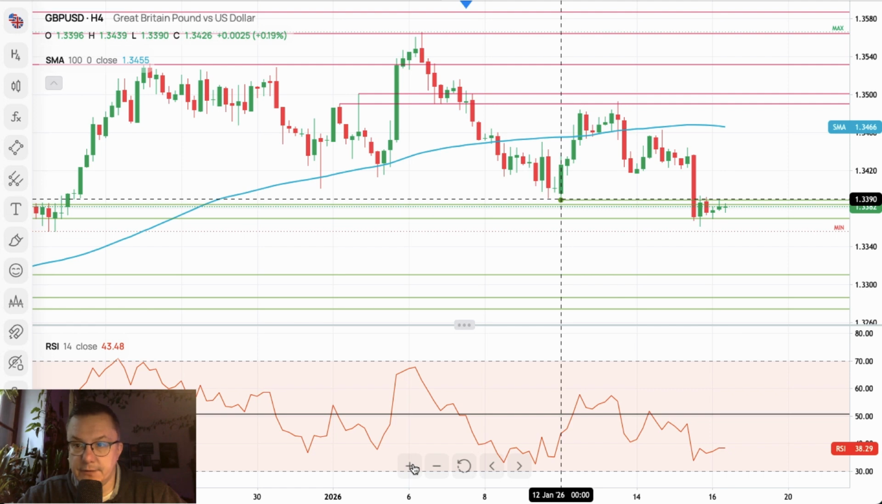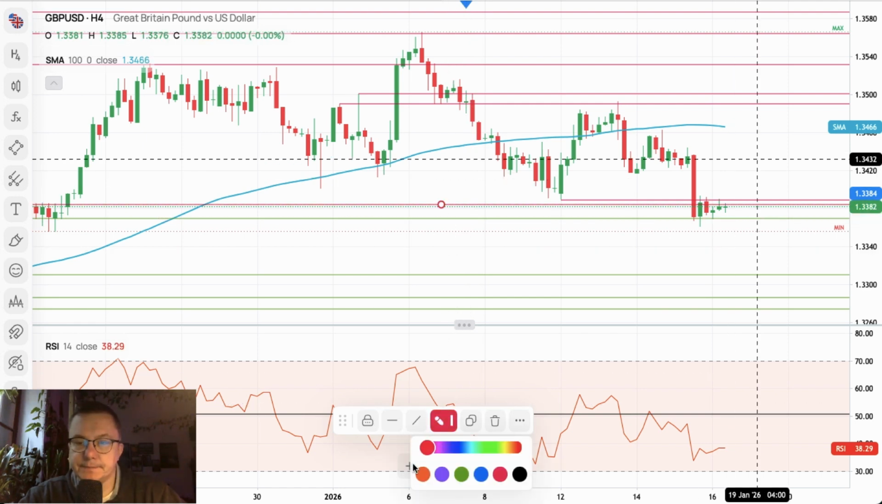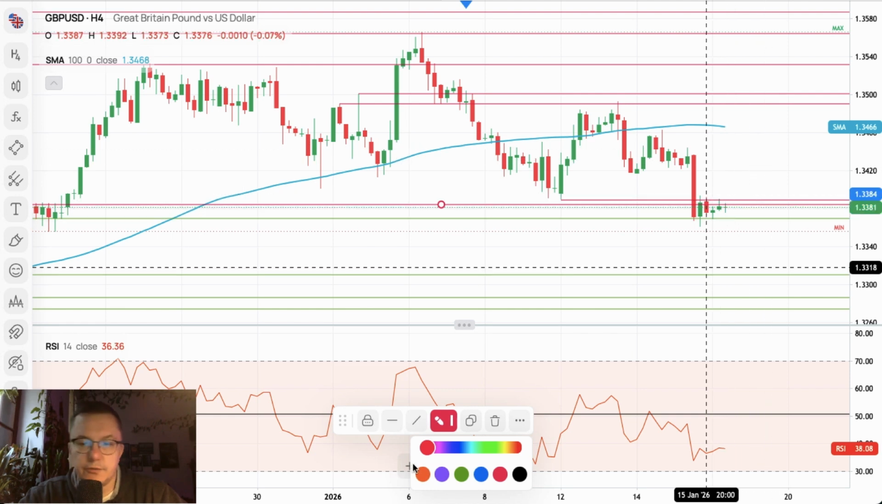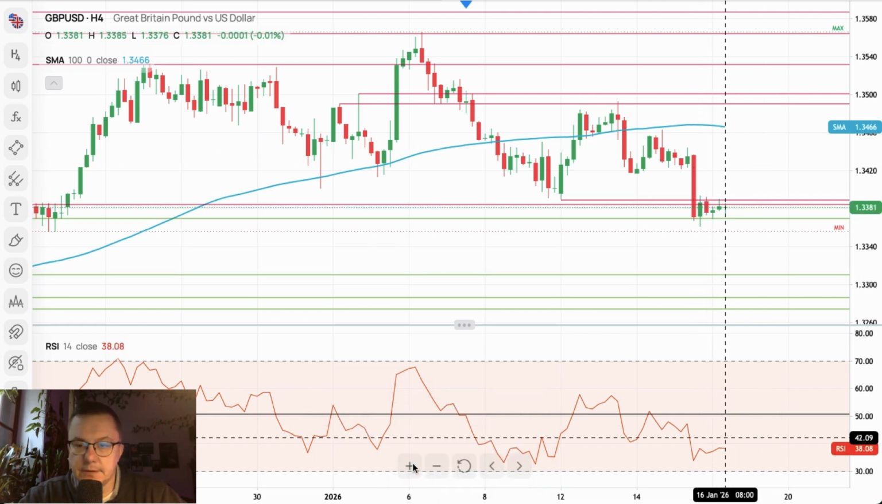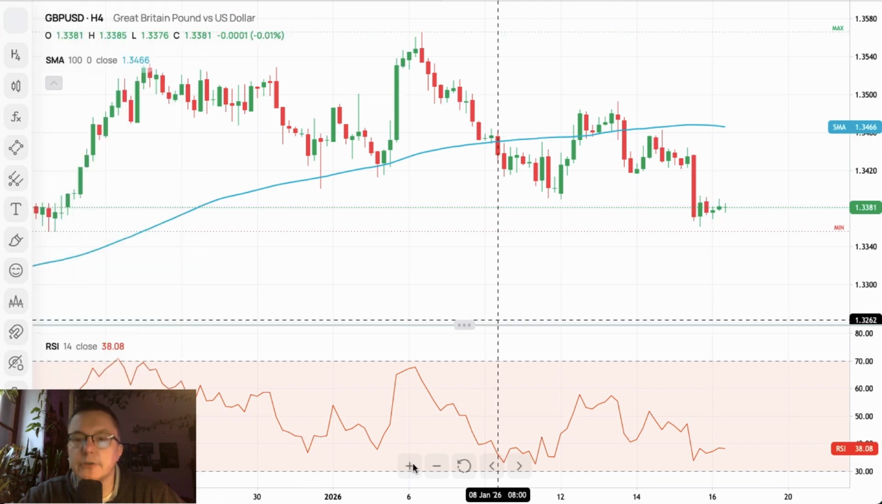This level here, 1.3390, is now the technical resistance, and all of the other levels are the resistance as well. So tight consolidation range, but if there are any news, any triggers, we should move lower, especially because the RSI is negative as well. So downside we go on cable.